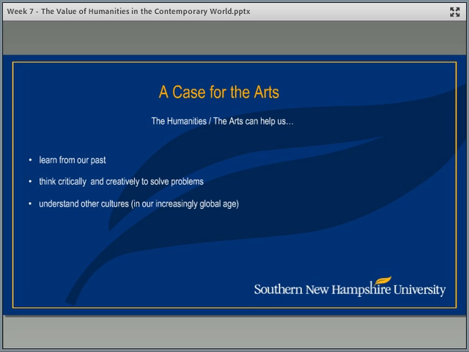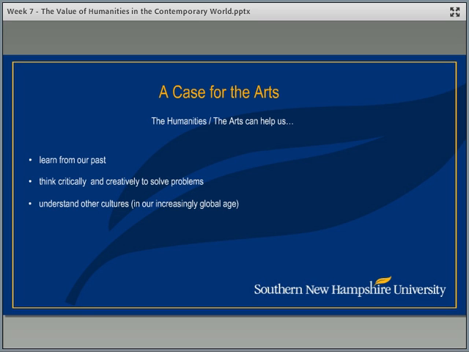They can help us to understand other cultures, and this is particularly important as we consider how increasingly global we're becoming. All of our day-to-day activities are so much more intimately linked with other parts of the world and other cultures in the world. Think about how quickly information can travel now. There's this idea of instant information.